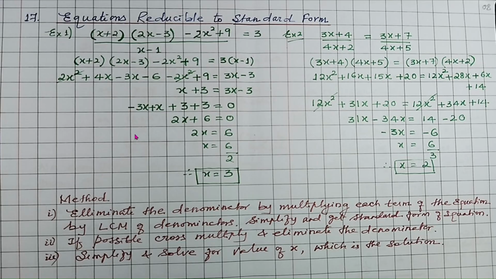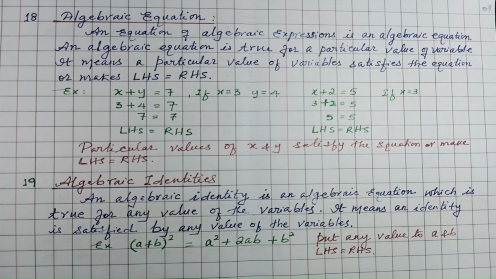Now remember the method here: eliminate the denominator by multiplying each term of the equation by the LCM of the denominators. Simplify and get the standard form of the equation. This is a very important step here. First step is to eliminate the denominator: check how many denominators are there, multiply them, eliminate the denominators, simplify and get a standard form as we have got it here. Now if possible, cross multiply and eliminate the denominators. Again that is also true here, we can cross multiply and eliminate the denominators, simplify and solve for the value of x, which is the solution. That is the method.